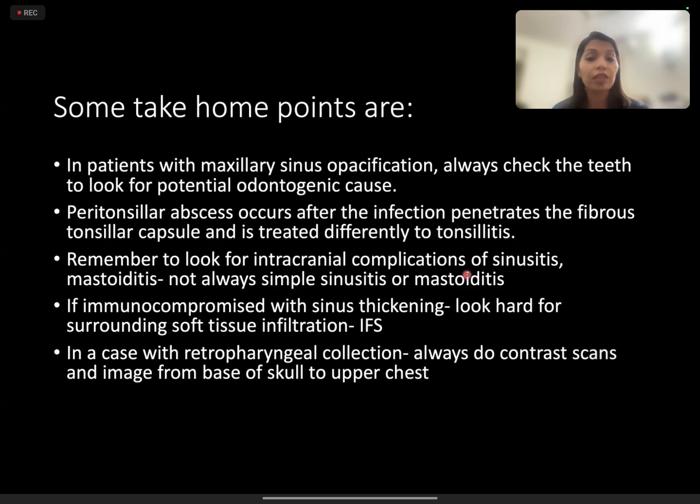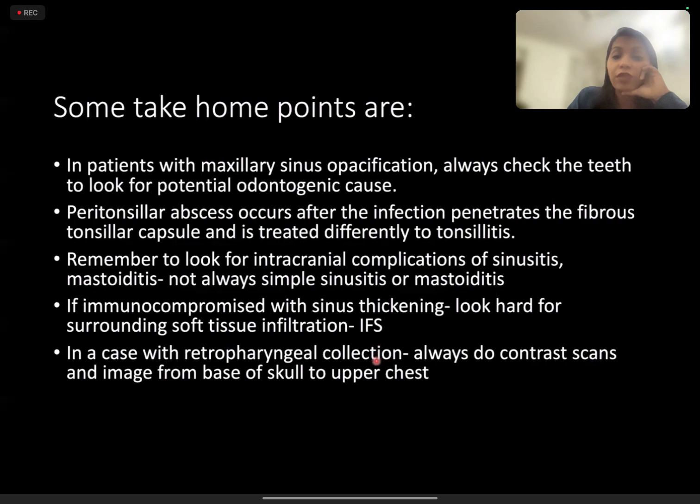Remember to look for intracranial complications of sinusitis and mastoiditis, because they're not always simple sinusitis or mastoiditis. So always have a high index of suspicion, especially if the patients are immunocompromised. So if an immunocompromised patient has sinus thickening, look hard for surrounding soft tissue infiltration. Look into the retroantral fat. Look at the premaxillary fat pad. Look into the orbits. If there's any infiltration, you have to alert the clinical team instantly.